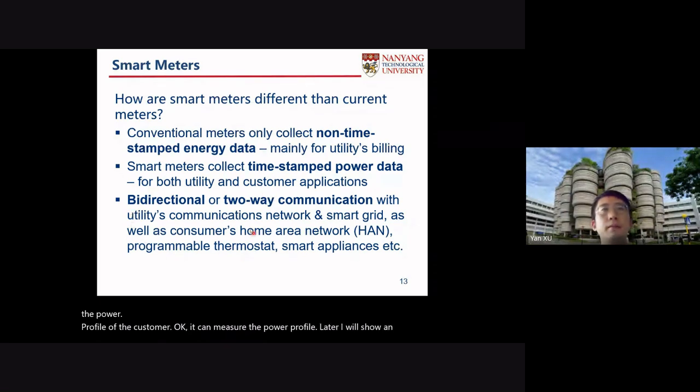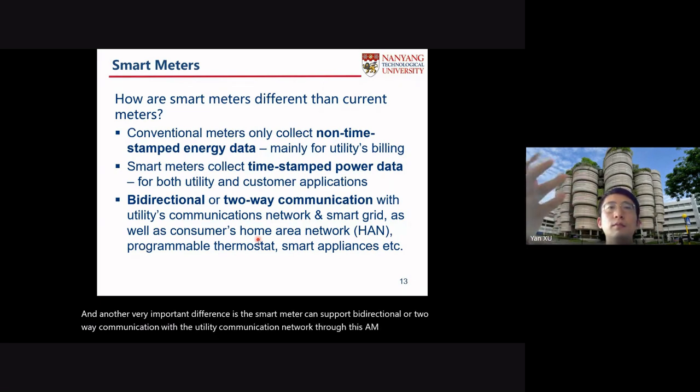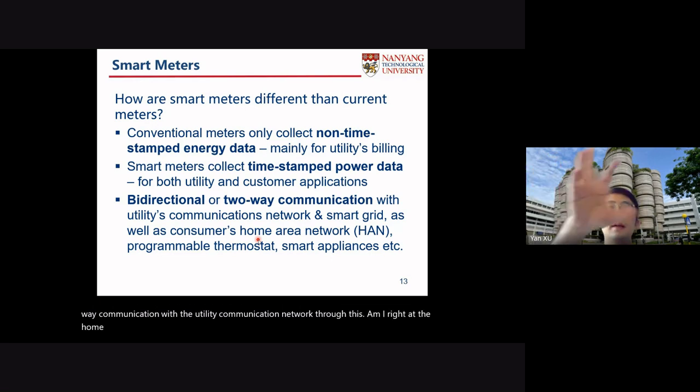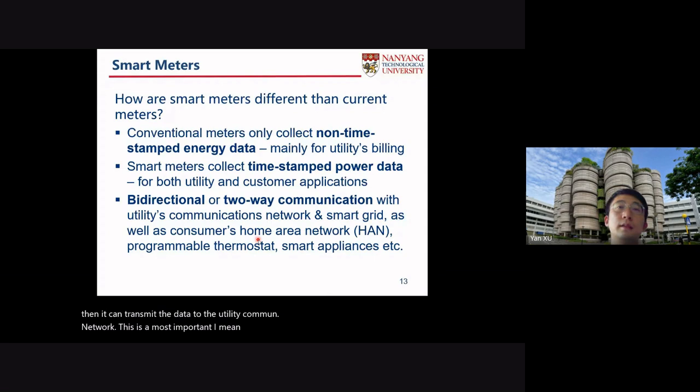And another very important difference is the smart meter can support bidirectional or two-way communication with the utility communication network through this AMI. At the home area network, this smart meter can communicate with different appliances, and then it can transmit the data to the utility communication network. These two are the most important differences.